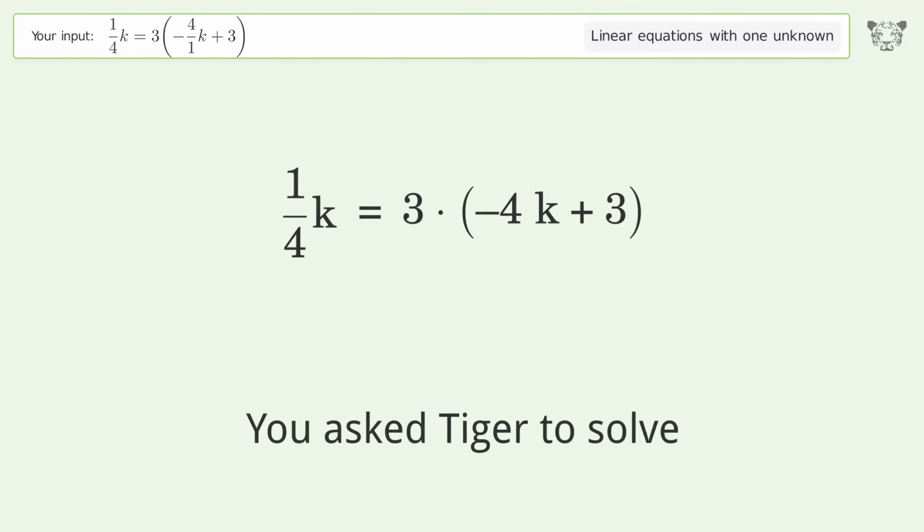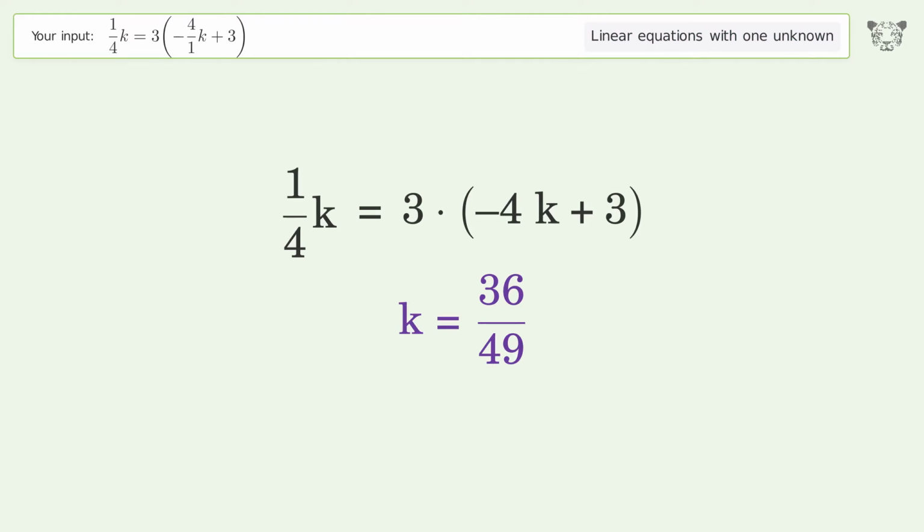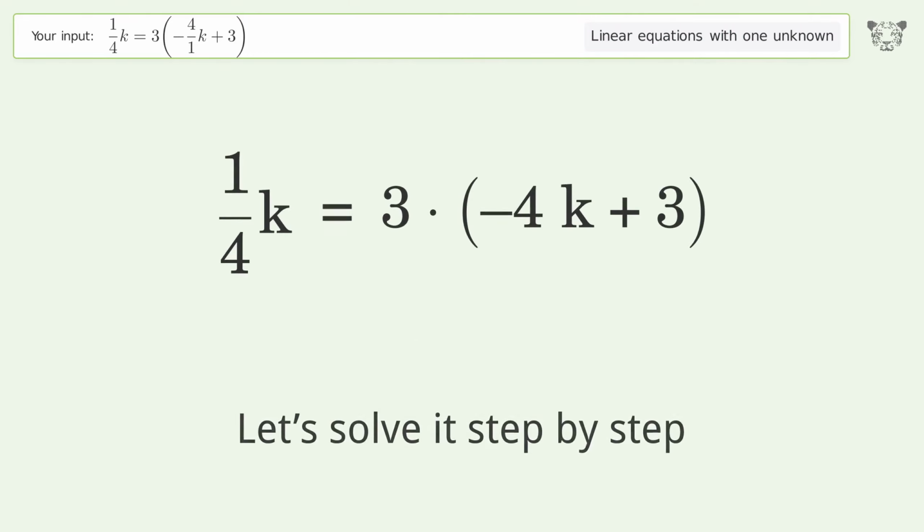You ask Tiger to solve. This deals with linear equations with one unknown. The final result is k equals 36/49. Let's solve it step by step.